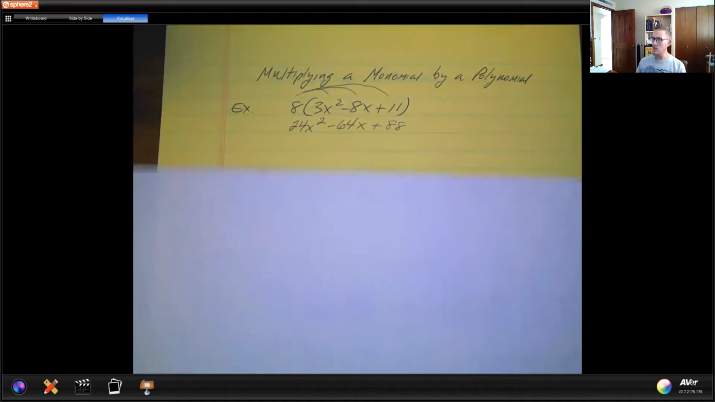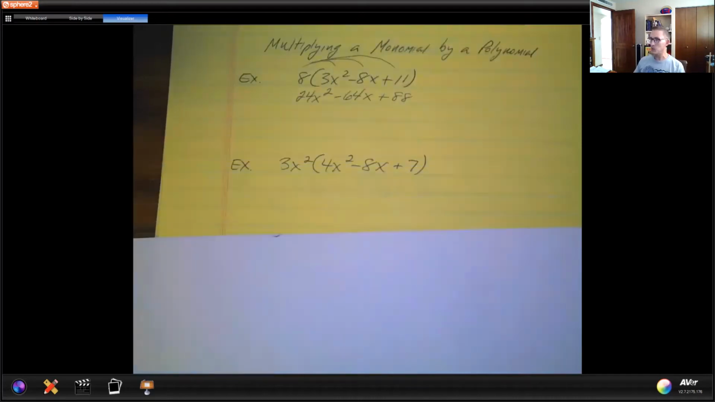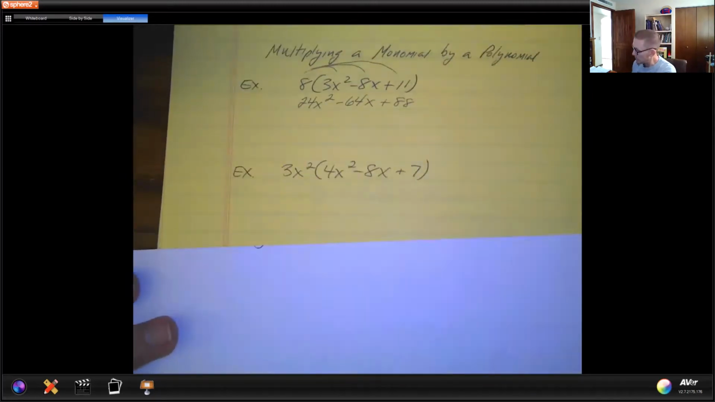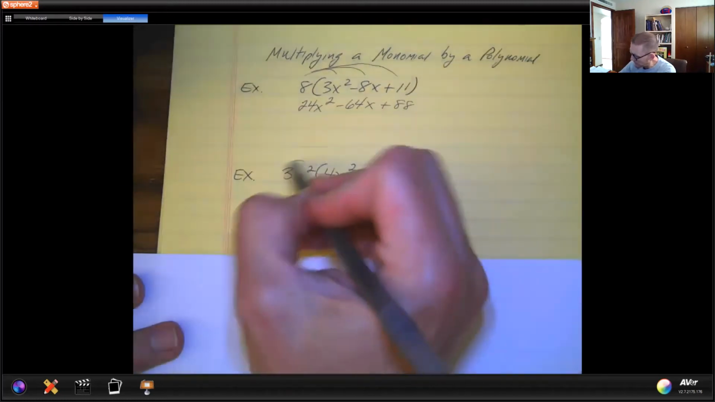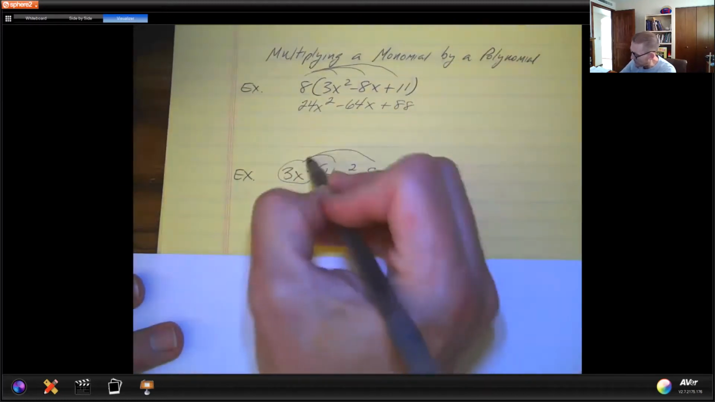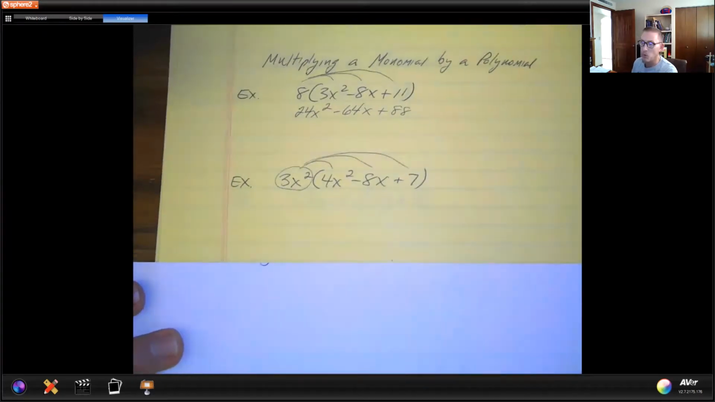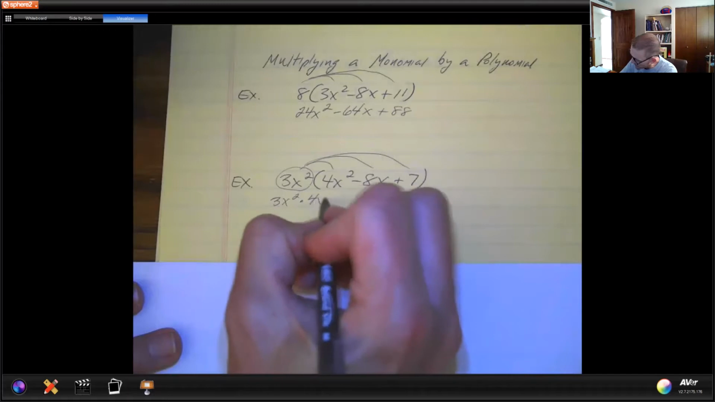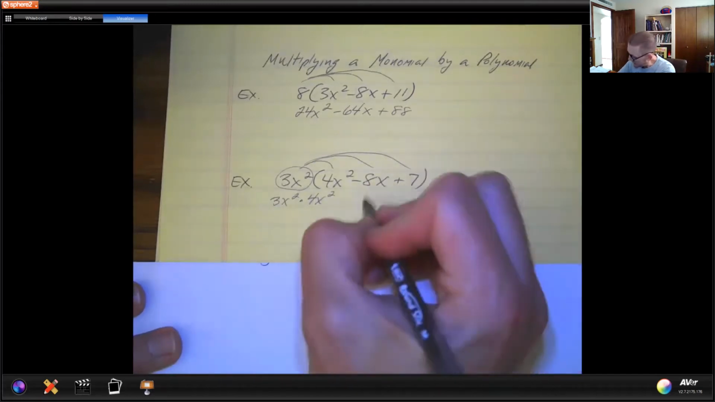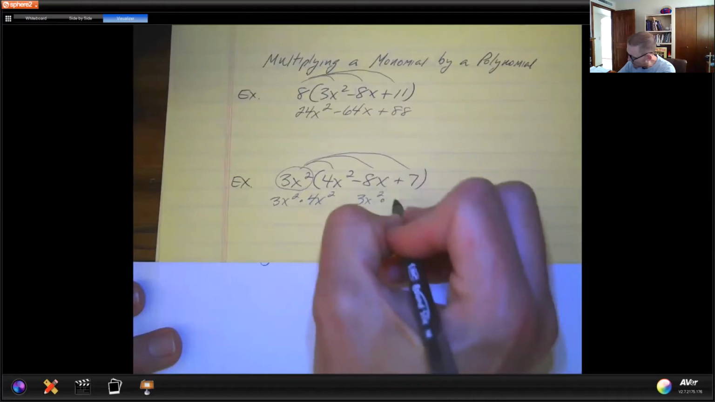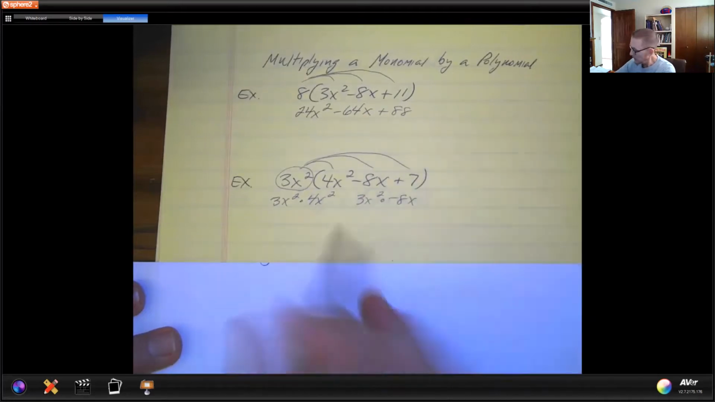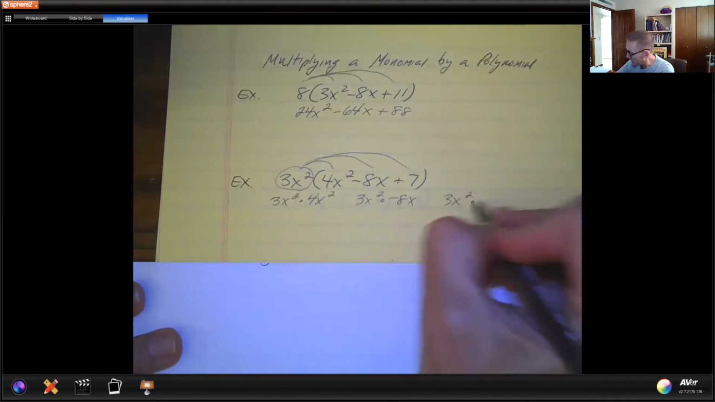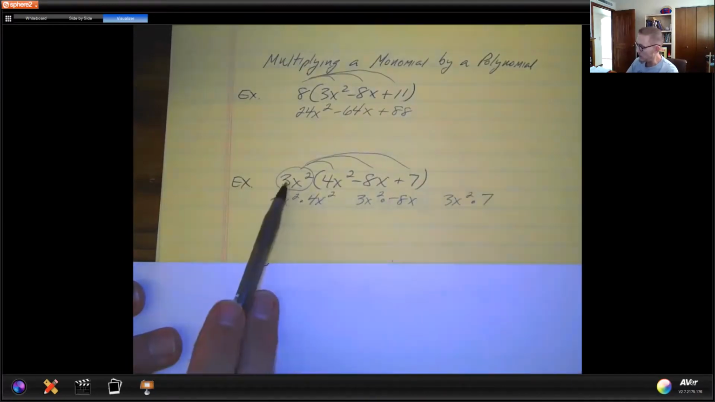Now we're going to continue reviewing distributive property because a lot of these things we've already seen earlier in the year. So for this one here, we're going to distribute the 3x squared. We're going to send that into the parentheses. Now this in-between step of work, you don't have to show, but I'm going to show it at least for these examples. So when I multiply, this becomes 3x squared times 4x squared. And then it's 3x squared times -8x. And it is 3x squared times 7. So the 3x squared gets sent in and multiplies.